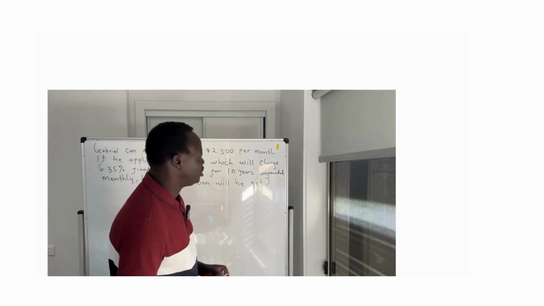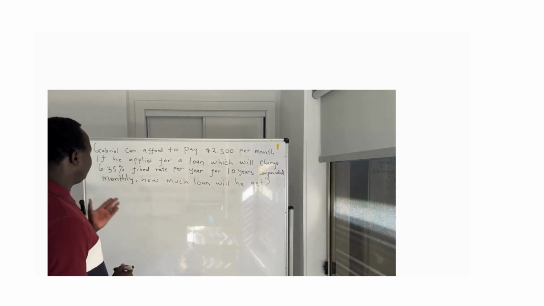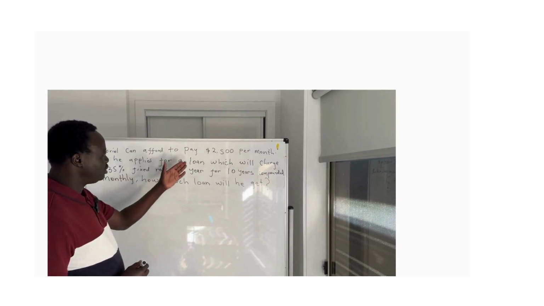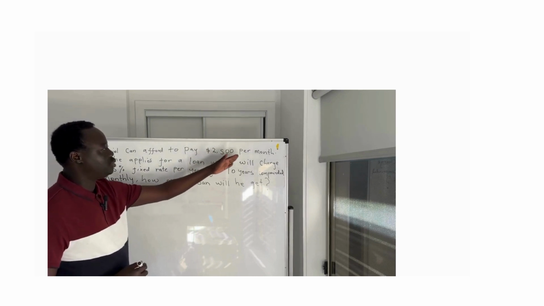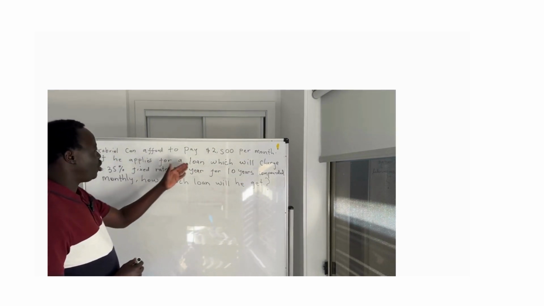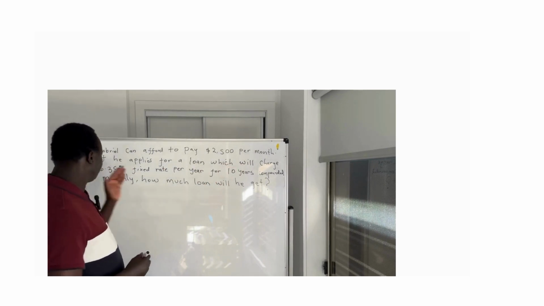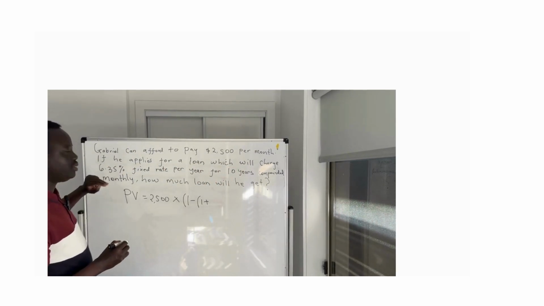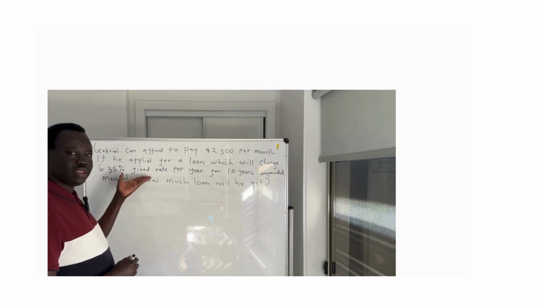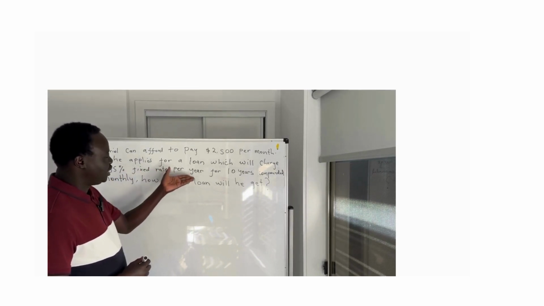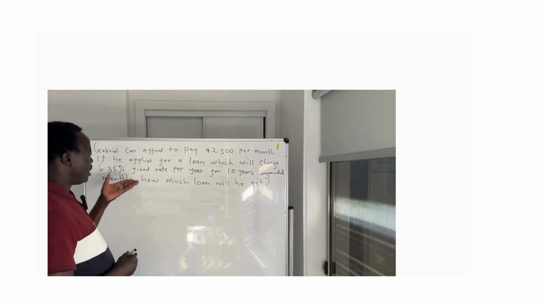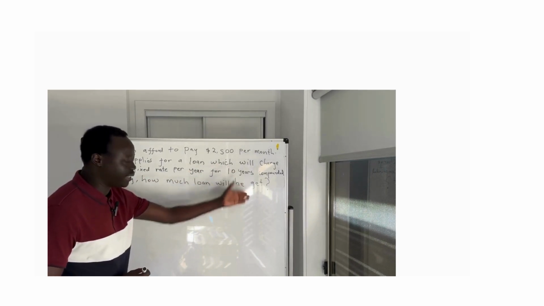So let's look at the question. This question says, Gabriel can afford to pay $2,500 per month. If he applies for a loan, which will charge 6.35% fixed rate, this is the interest rate, per year for 10 years compounded monthly, how much loan will he get?